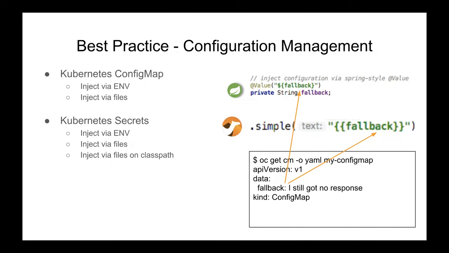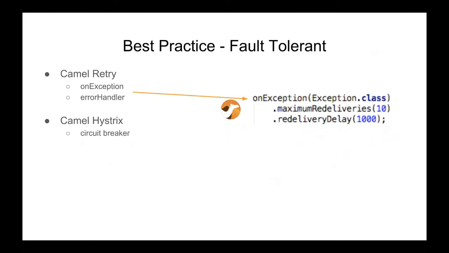Now, using config maps in containers is easy when you use, for example, Spring Boot or Camel. In Spring Boot, you can refer to config maps using the annotation @Value, and then you can use this ${} syntax. And on the right-hand side, I have a little example with a very simple config map. It has one key, it's called fallback, and the value of that is "I still got no response". And you can see here how I can easily refer to those in Spring Boot and Camel.